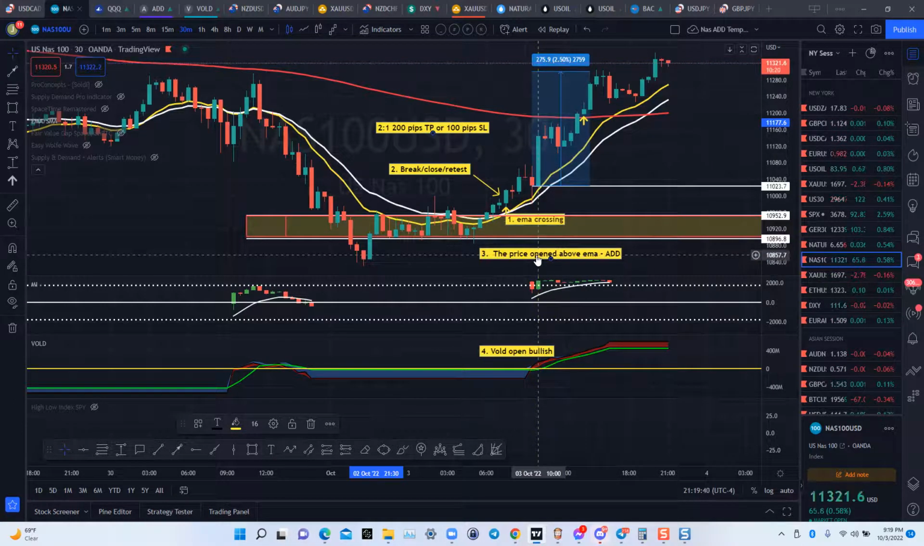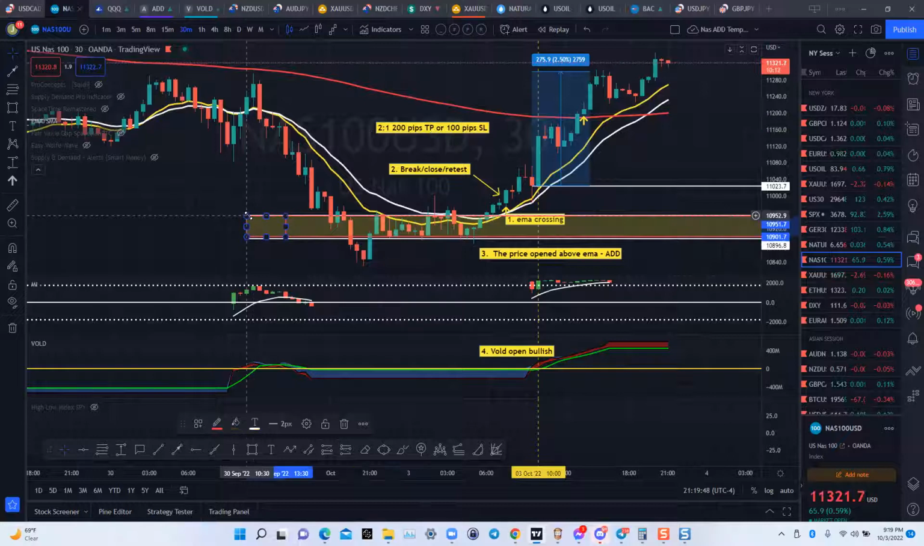Sometimes you will have the price open up above and the EMAs going the other way. That won't work. That means you're 3 out of 4. You have to have 4 out of 4 for a perfect setup. Sometimes you can have 3 out of 4, but you can use price action.